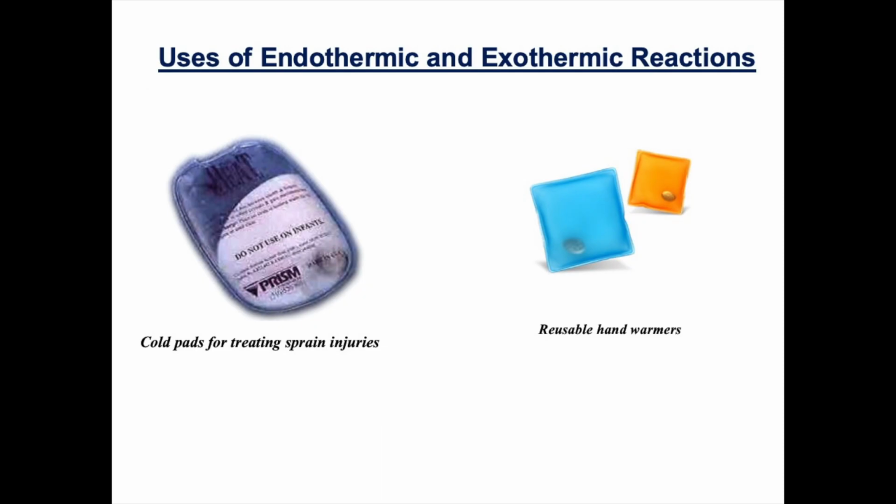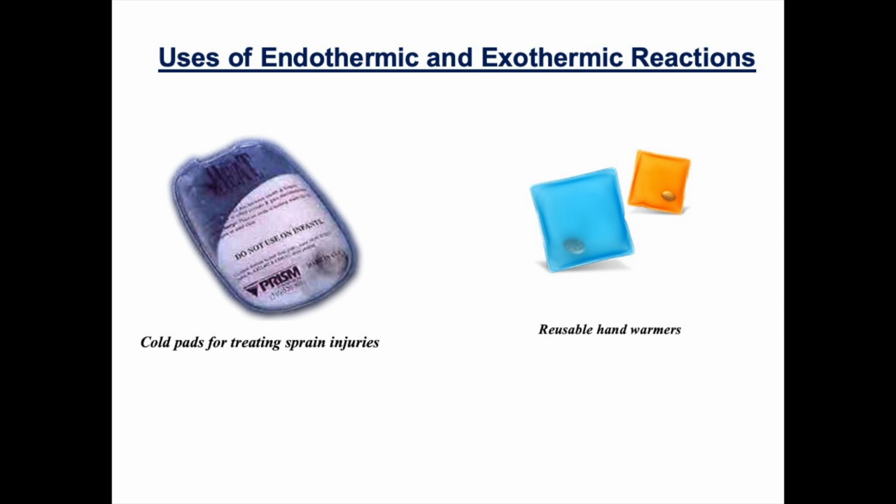So endothermic and exothermic reactions have a number of uses. An endothermic reaction could be used in a cold pad for treating a sprain injury. In one of these pads you would click a little button and two chemicals would mix. You get an endothermic reaction, the pad becomes really cold, and that could be used to treat an injury.